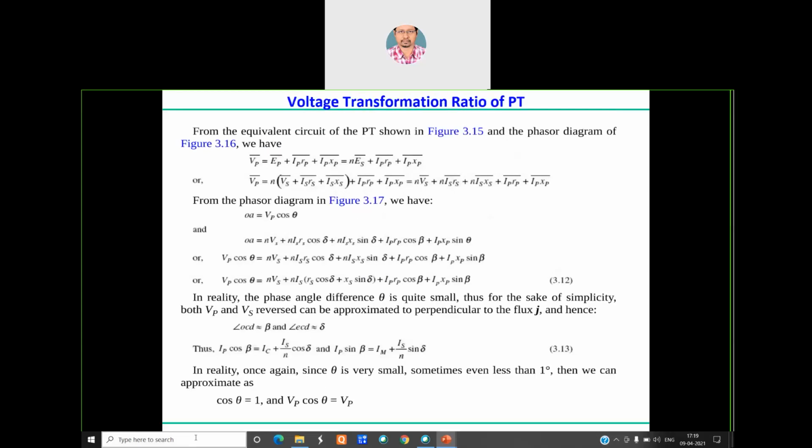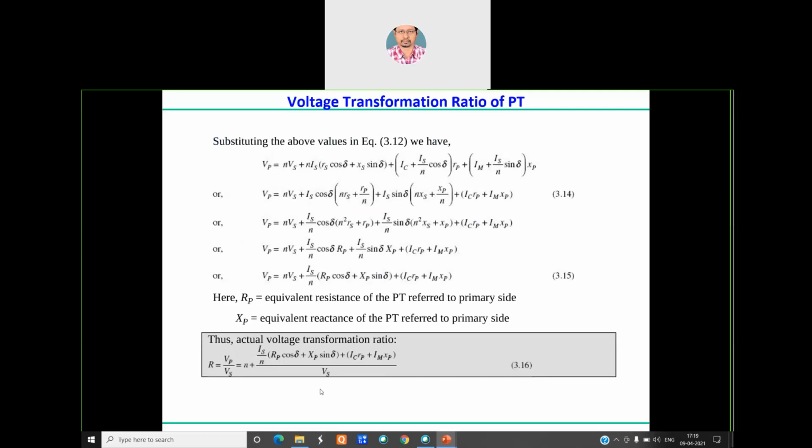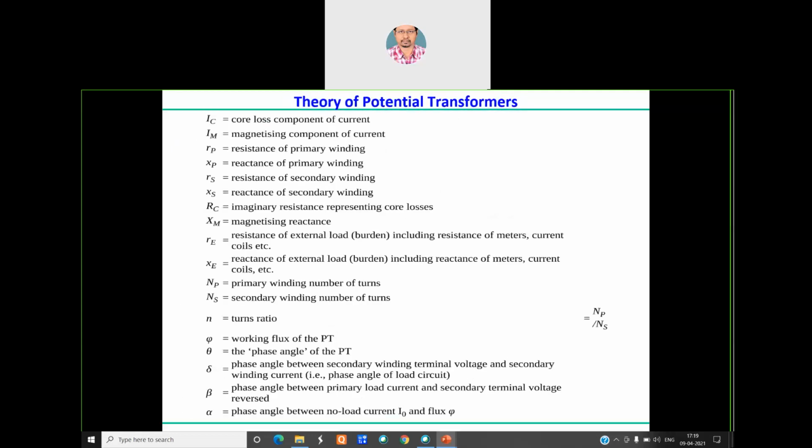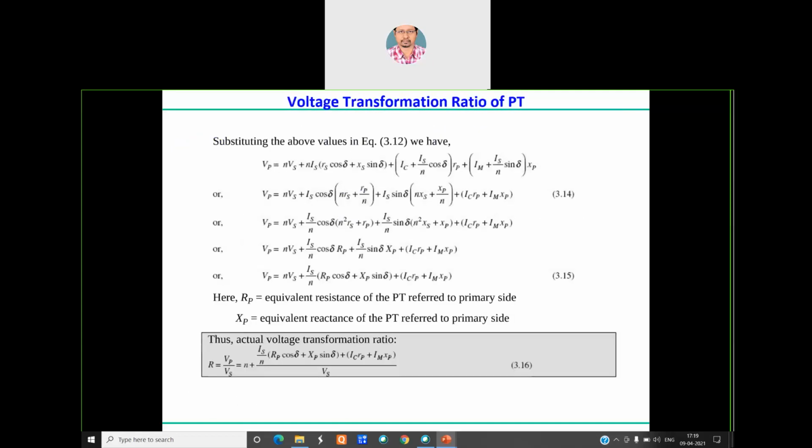Substitute those values, take this approximation, then we can get this expression over here. And even if you further substitute it, you can achieve the equation number 3.15, where Vp is equal to n times Vs, the secondary voltage, plus Is upon n of Rp cos delta plus Xp sin delta, plus the contribution in terms of the core loss component and the magnetizing current, that is Ic Rp plus Im Xp.